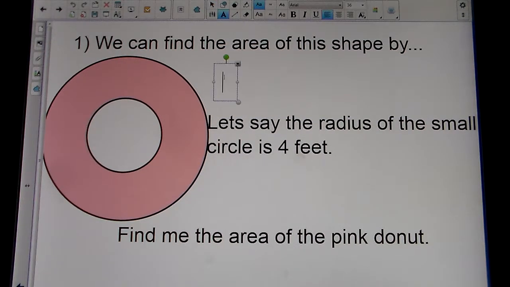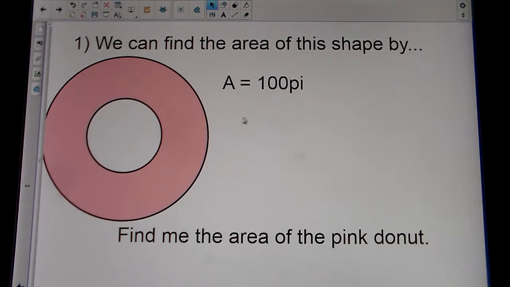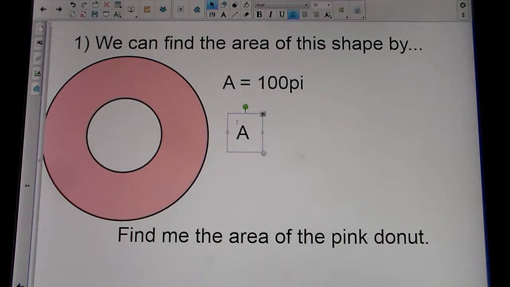And how we do that, area is equal to 10 squared pi, which will be 100 pi. I'm going to abbreviate, so 100 pi. And the radius of the small little circle is 4 feet. So the area, 4 squared is 16, so we get 16 pi.